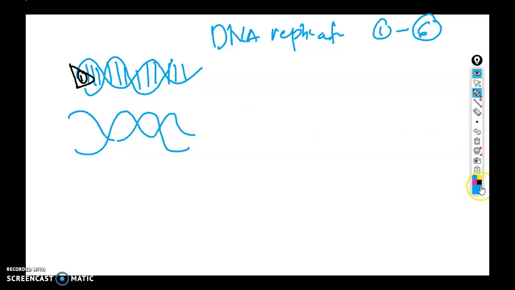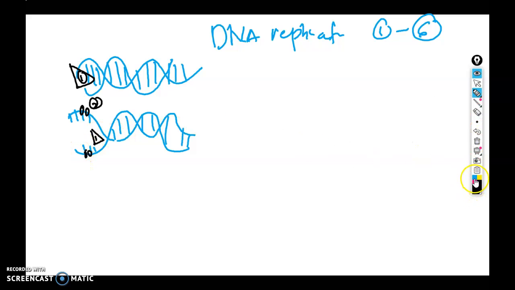So this is DNA helicase. After it opens the DNA double strand, the single strands become unstable, and they will be stabilized by number 2, single-stranded binding protein, to prevent the single strands of the DNA from reforming the double helix.